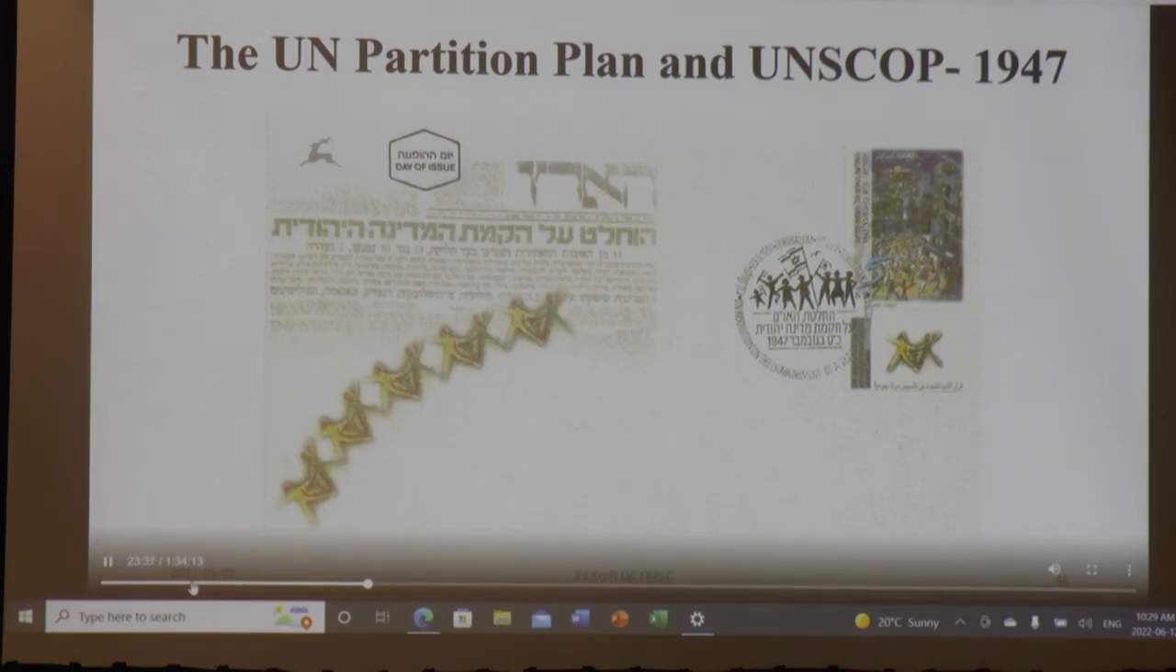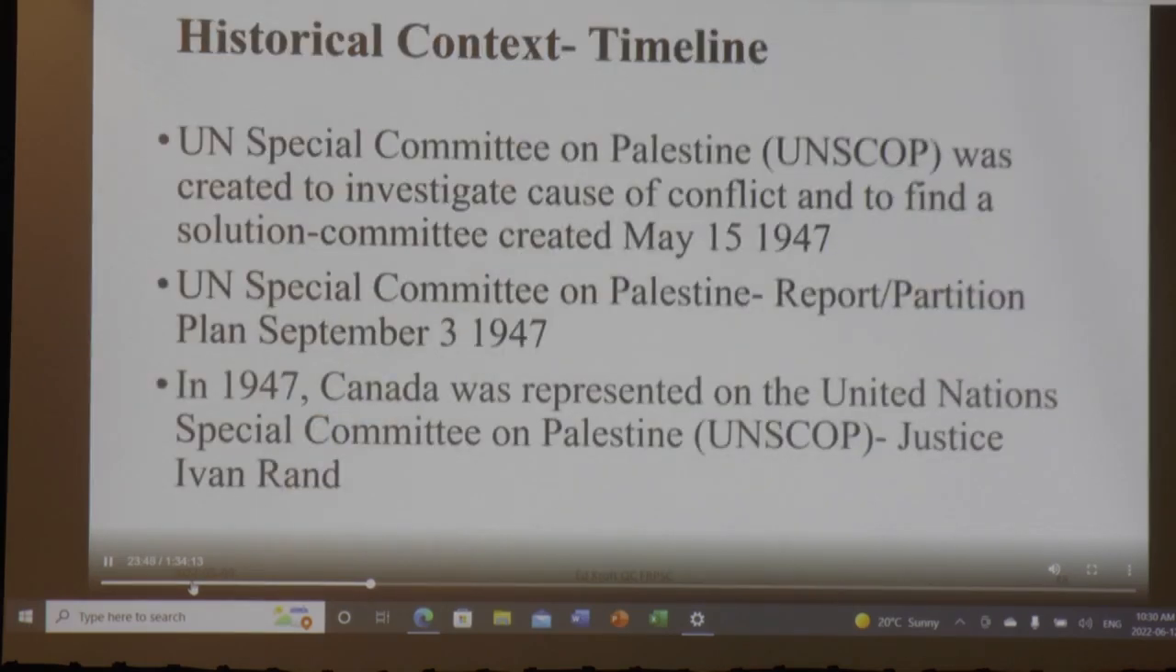Here is a first day cover of a stamp that was issued by Israel to commemorate the creation of the UN Partition Plan in 1947 and the UN Special Committee on Palestine. That's what UNSCOP stands for. And this committee, UNSCOP, was created to investigate the cause of conflict and find some solution. May of 1947. The committee reported out in September of 1947, and Canada was represented on that committee by former Justice of the Supreme Court, Ivan Rand.